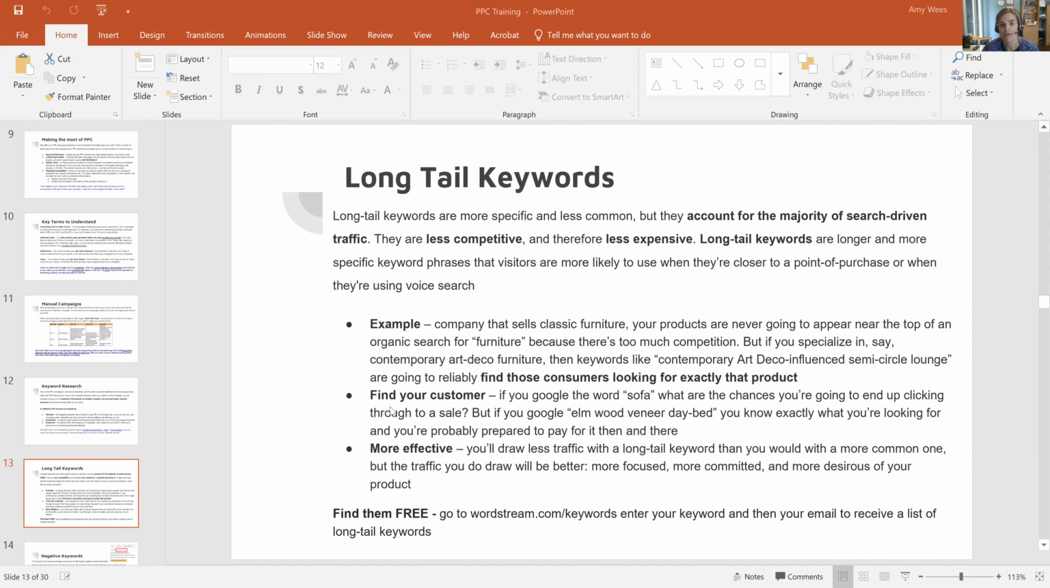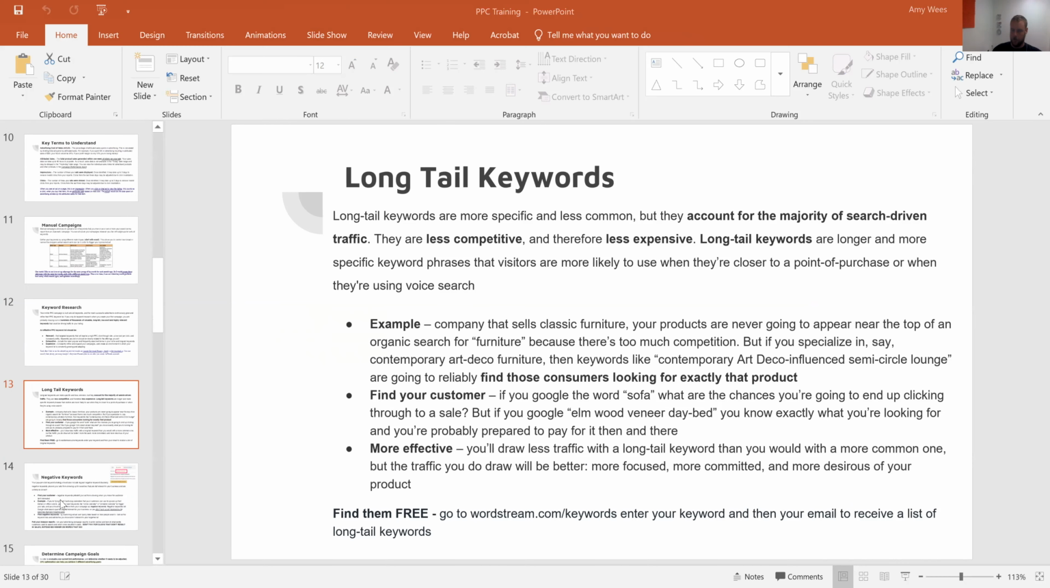Same thing for my example here on the slide. If I'm selling a sofa, but mine is specifically Art Deco, like contemporary Art Deco, do you think I'm going to get more conversions for the keyword sofa or contemporary Art Deco sofa? Your goal is to target those longer tail keywords that the customer has more intent to buy, because a customer looking specifically for that contemporary Art Deco sofa is more likely to buy than a customer who's just searching in general for sofa, right?